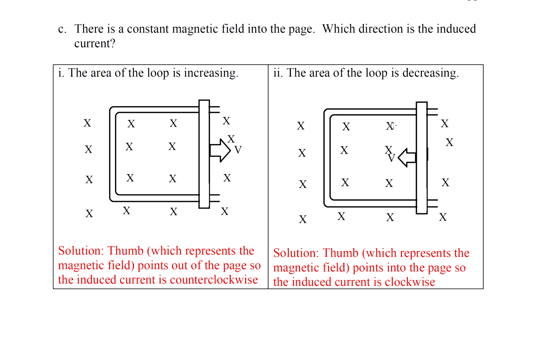Part C, II: the area of the loop is decreasing. So if the area of the loop is decreasing, that means this bar is moving to the left. So we're still getting a closed loop. We're just getting fewer magnetic field lines and therefore less magnetic flux. Well, we don't want to change the amount of magnetic flux we have. So we're going to want more magnetic flux. And the only way we could have that happen is if our thumb from our right hand points towards our nose, out of the page.